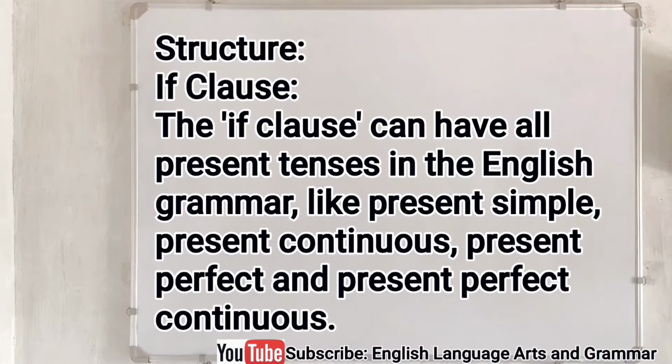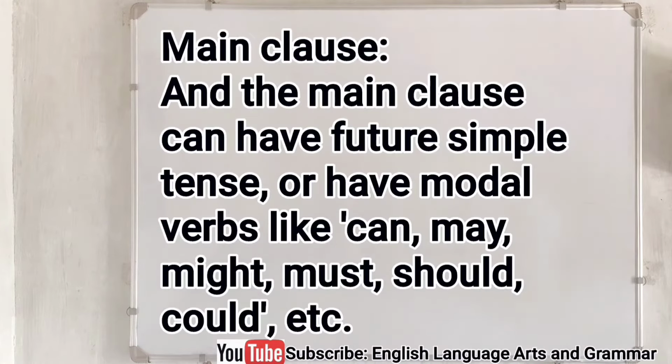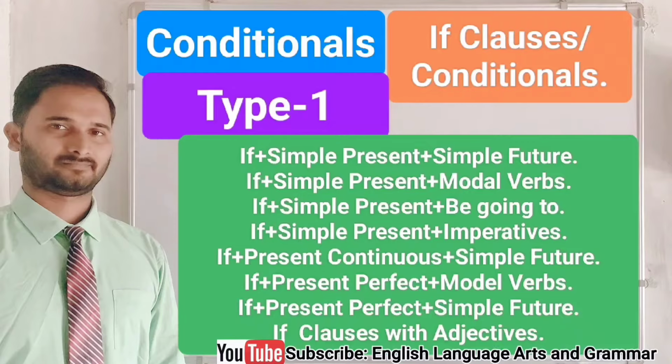Let us learn the structure of Type 1 conditional. It has two clauses, the if clause and the main clause. The if clause can have all the present tenses in English grammar, like present simple, present continuous, present perfect, and present perfect continuous. The main clause has the future simple tense or modal verbs like can, may, might, must, should, and could, etc. Let's learn some formulas of Type 1 conditional.